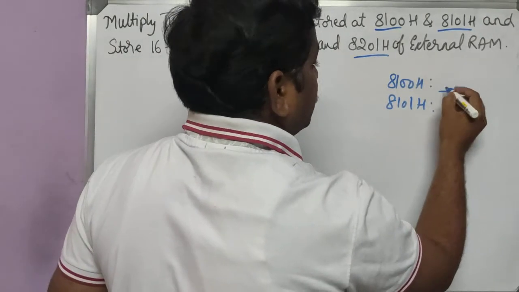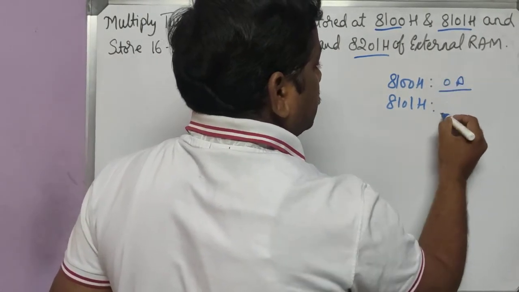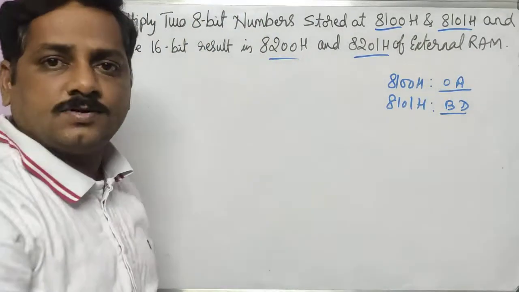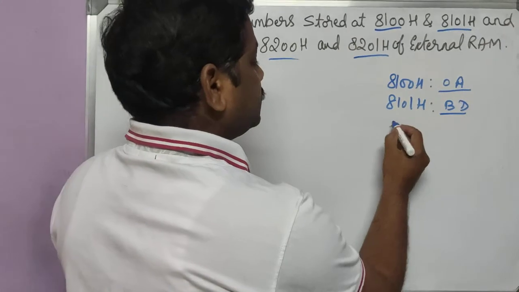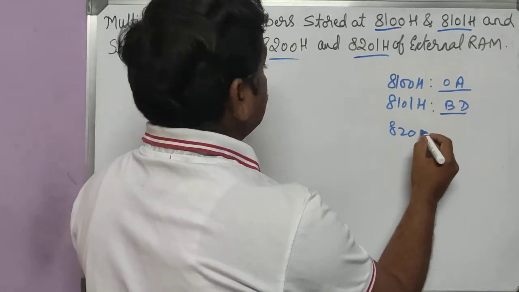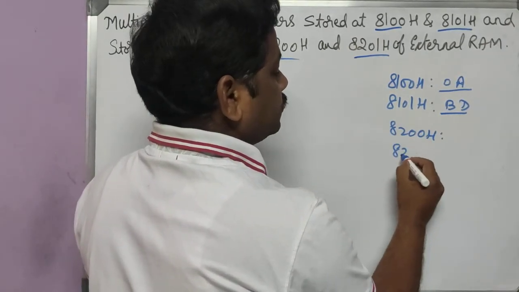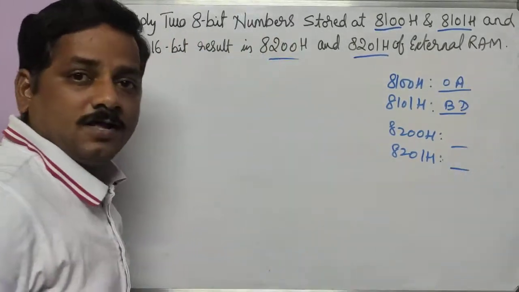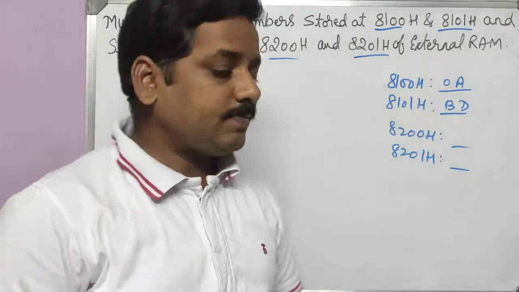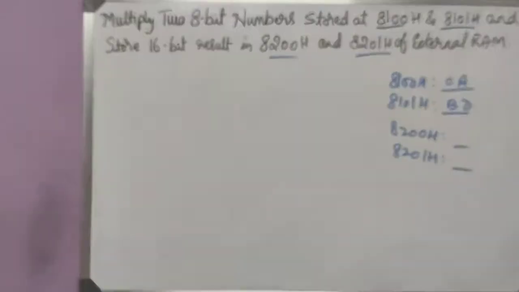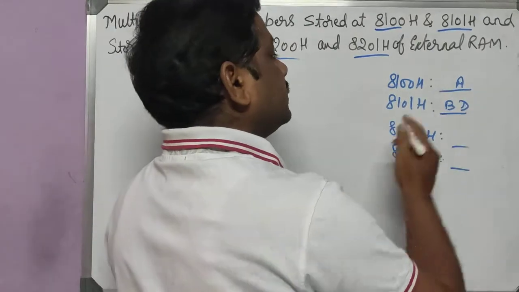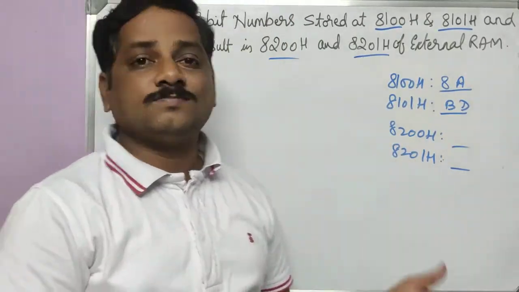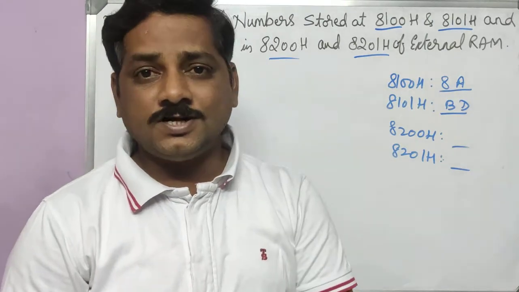Say let me give some input like 0A and here I will give the input BD. You can give any numbers, okay, and the result has to be stored at 8200H and 8201H. You have to store the result at these particular locations. So when we multiply, let me take some big numbers, instead of 0A let me take 8A and BD. When you multiply big numbers there is a chance of getting 16-bit data.